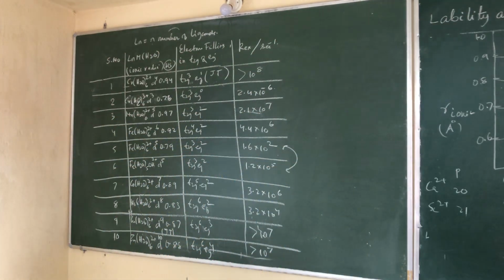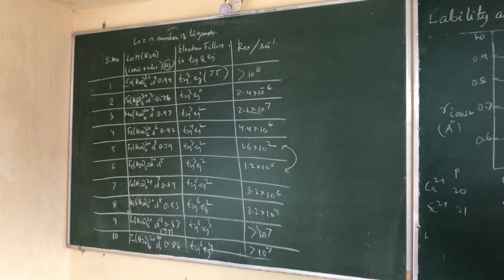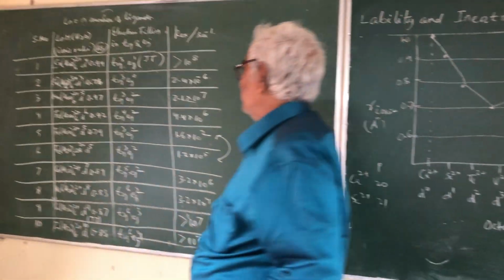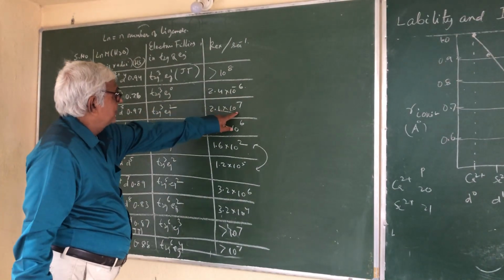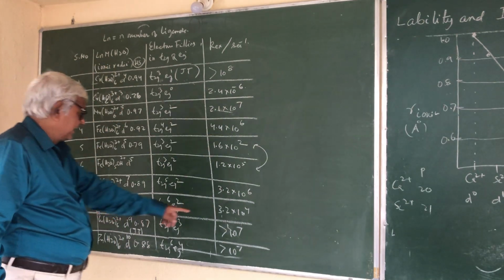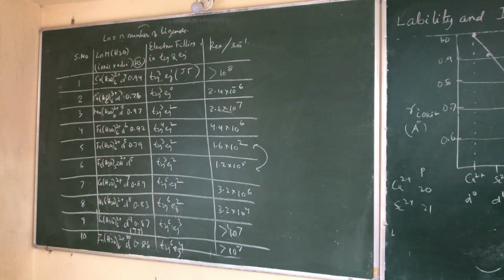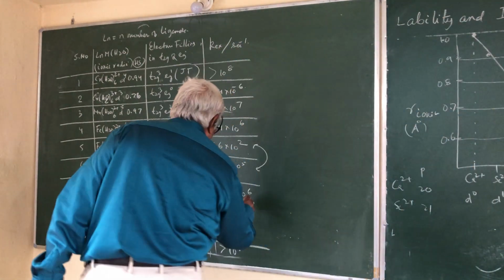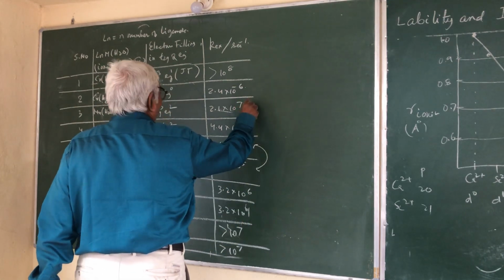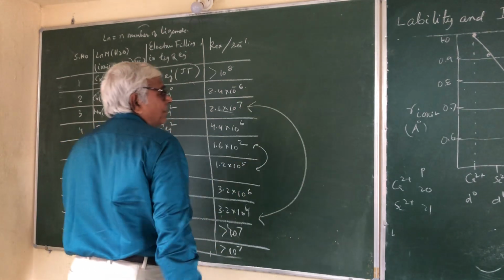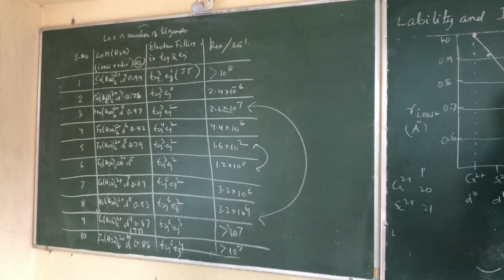So these are the data I have written. The K exchange can be explained on the basis of the ionic radii shown here. So from manganese to nickel, the ionic size is decreasing. Therefore, the rate constant should decrease. For manganese the rate constant is 2.1 times 10 to the 7, and for nickel it is 3.2 times 10 to the 4. From manganese to nickel, the ionic radii is decreasing.